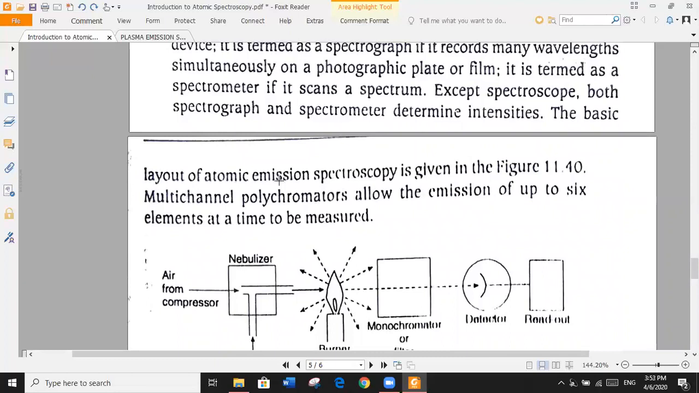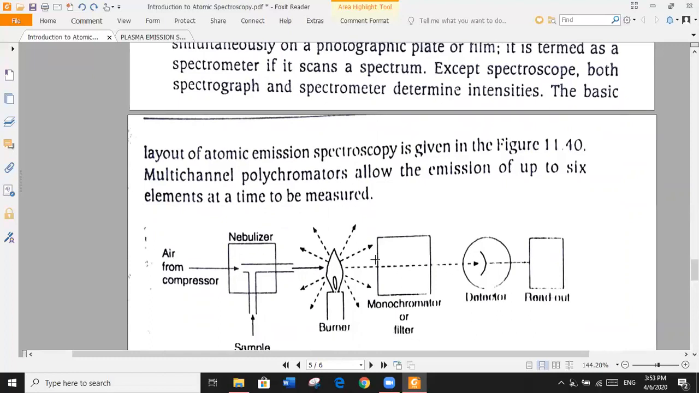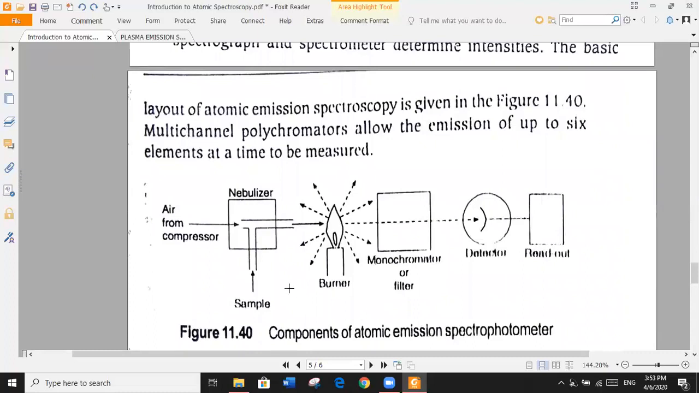The basic layout of atomic emission spectroscopy is given in the following figure. Multi-channel polychromators allow the emission of up to 6 elements at a time to be measured. So, 6 elements may be measured simultaneously. Air from the compressor. This part is the nebulizer. From here, the sample comes out and is ejected. Air plus sample are ejected here into the flame, which atomizes the sample.